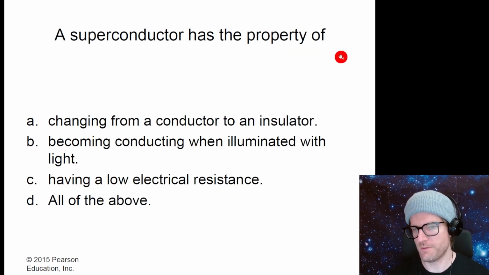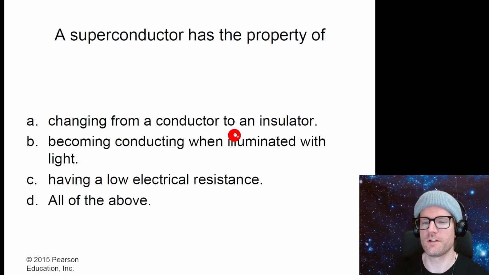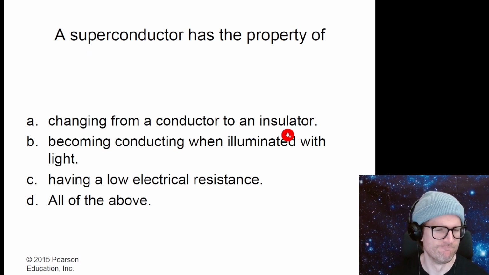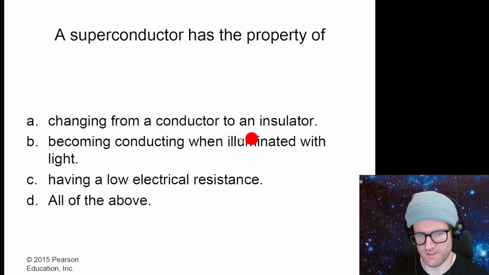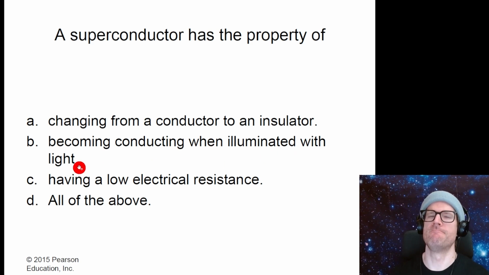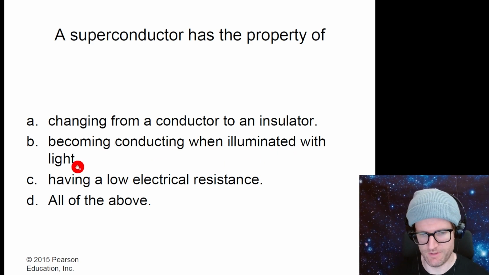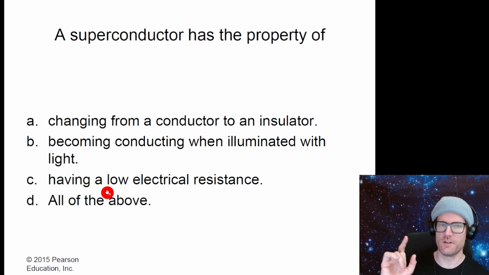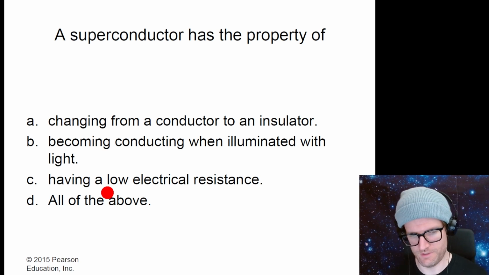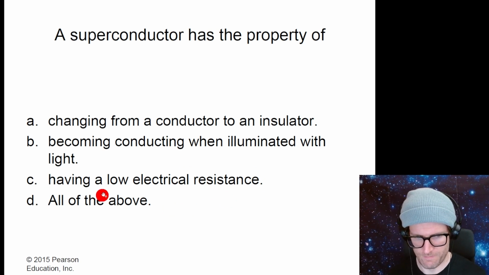A superconductor has the property of changing from a conductor to an insulator. Not necessarily. Becoming conducting when illuminated with light. I don't think that's relevant. Some might, but I don't think so. Having a low electrical resistance, that sounds good. Definitely not all of the above. I don't even like C, which seems like the best answer because a superconductor has 0 electrical resistance, but C is the best answer. Okay.